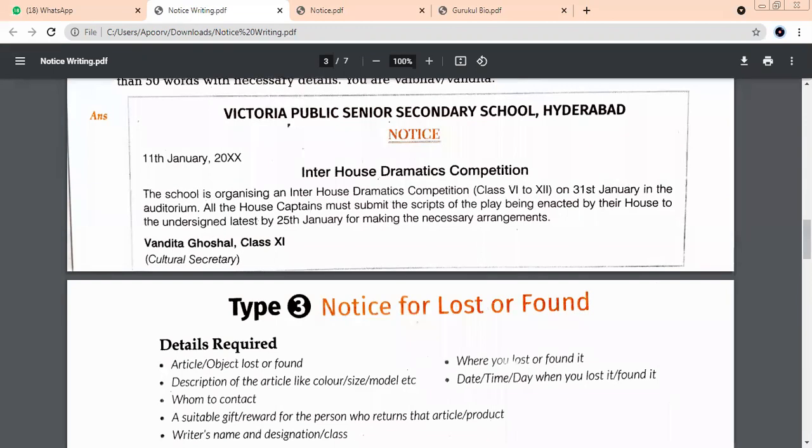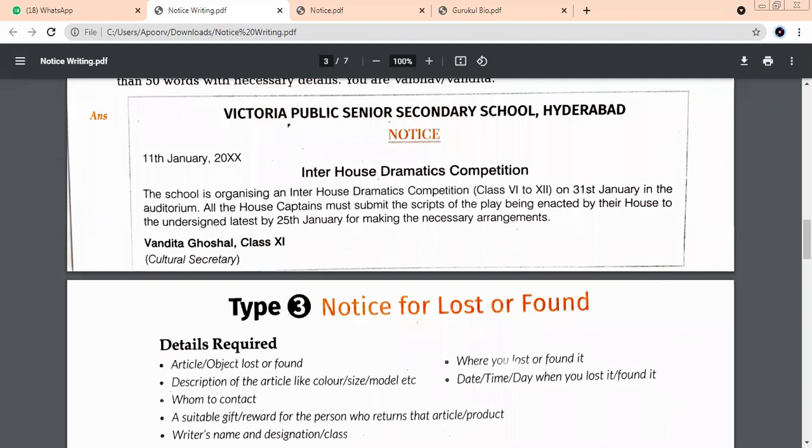Okay, ma'am. Ma'am, in the second line under the school name, we have to write only notice or like notice for meeting or notice for event. No. Only notice. Whatever kind of notice it is, you have to just write the heading as notice. The subject, when you write, you'll be giving the details of what kind of notice you're writing.